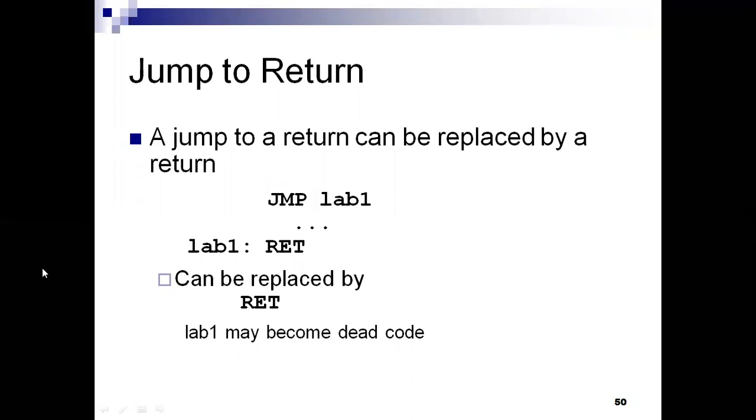Once you see the example, then you can easily understand: jump label 1, where label 1 is a return. So instead of using that label 1 or jump, it can be replaced directly by the return. Now label 1 may become dead code here. And you all know what dead and live codes are. Never used, those can be called dead. If we are using those variables or that code, we call that a live code.